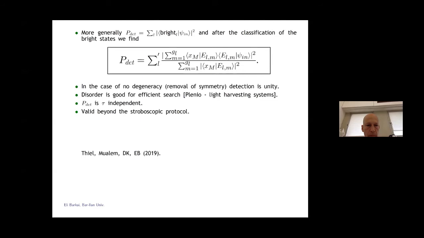Yeah, please proceed. Okay. The other thing that you see from this equation is that the detection probability is tau independent. It doesn't matter what tau is. And again, this is pretty magnificent. So you can choose any tau, the detection probability is independent of that. And we could show that it is valid beyond this stroboscopic protocol.